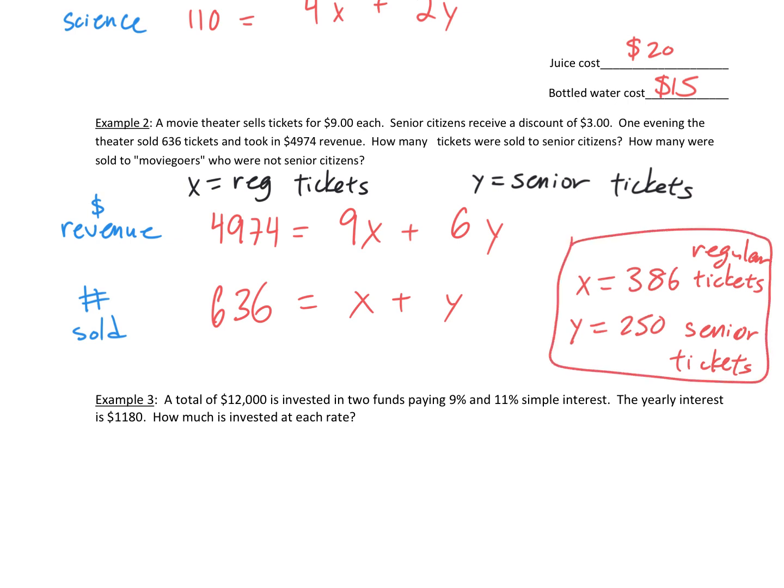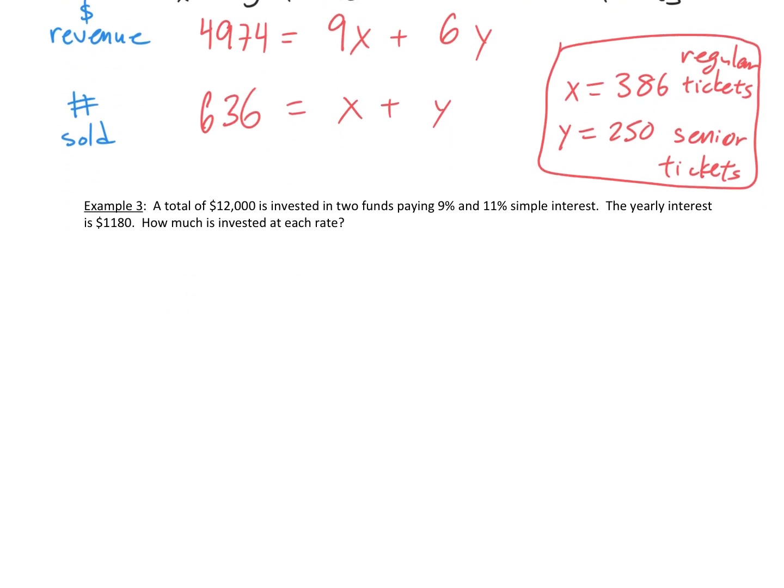All right, last example, example 3. A total of $12,000 is invested into 2 funds, paying 11 and 9% simple interest. The yearly interest is $1,180. So how much is invested at each rate? Really what the question is trying to get at is how much do you put into each fund? So we're going to say x is fund 1 and y is fund 2.